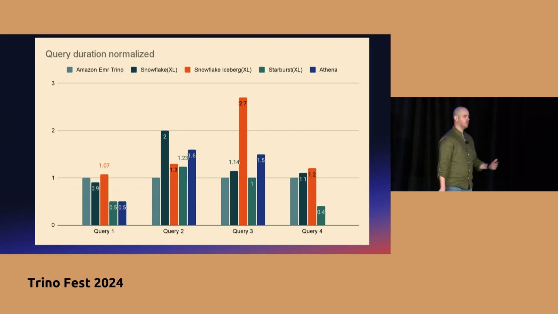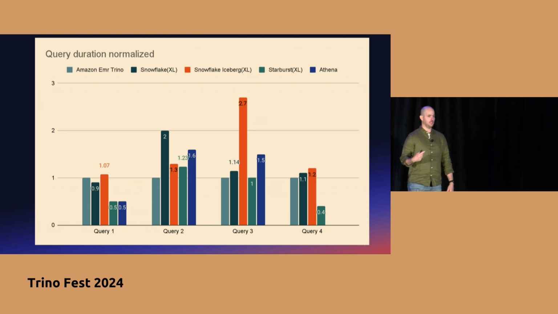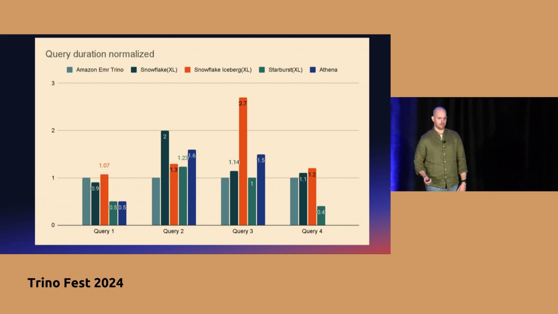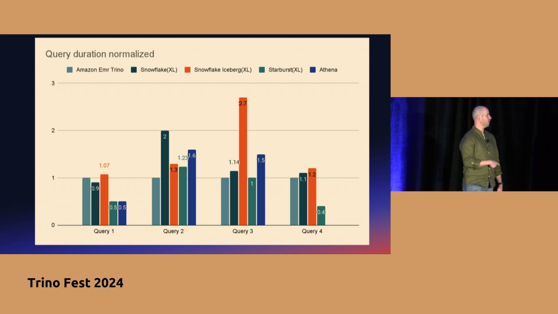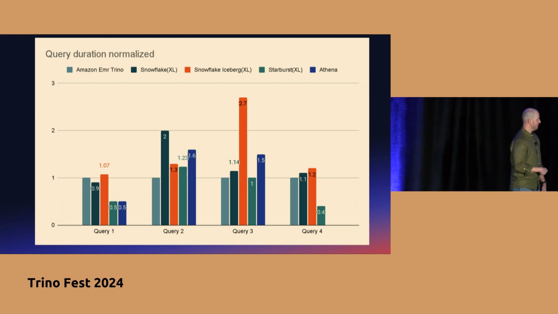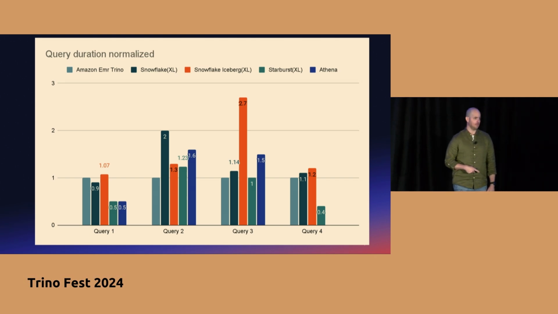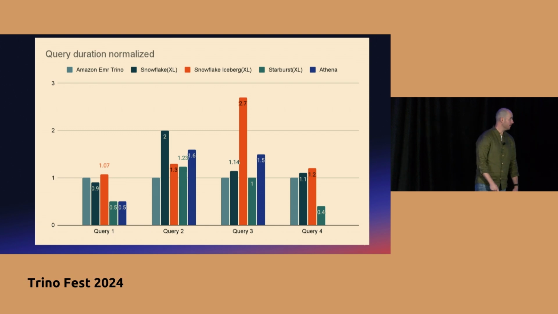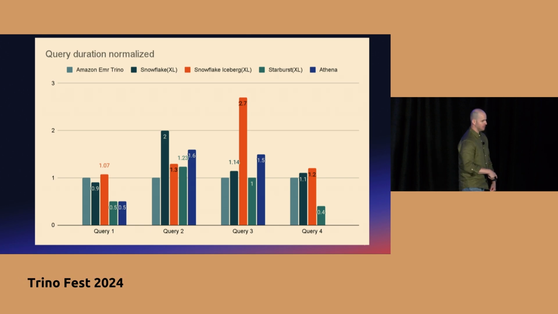Query one was a huge aggregation that runs on 10 terabytes of data. It calculates for each customer the bandwidth it used for 3 days of data. What we saw is that in the cases of Athena and Starburst, they finished in half the time, which was really cool and amazing.